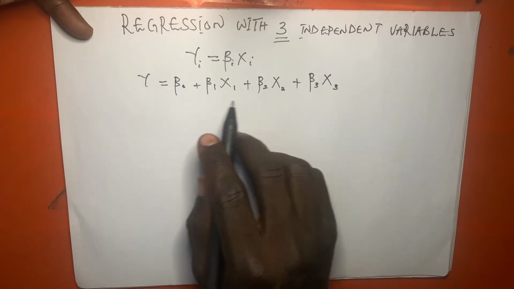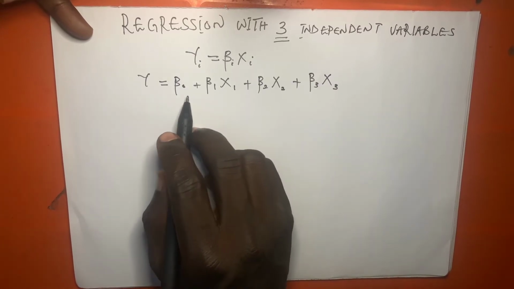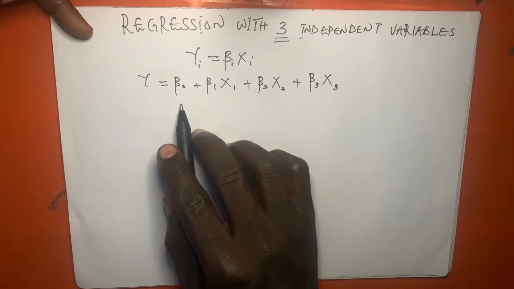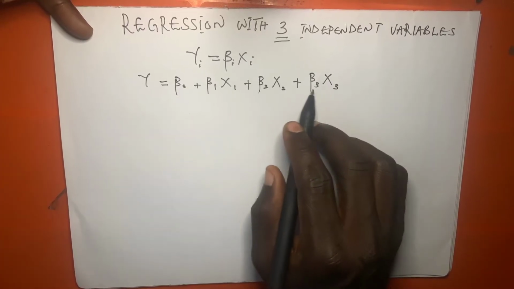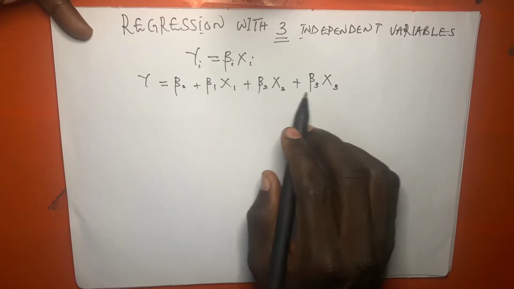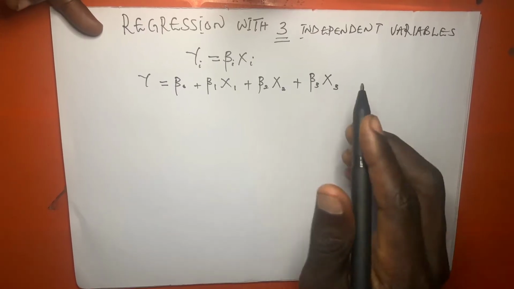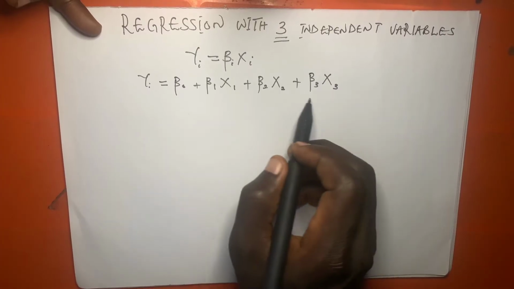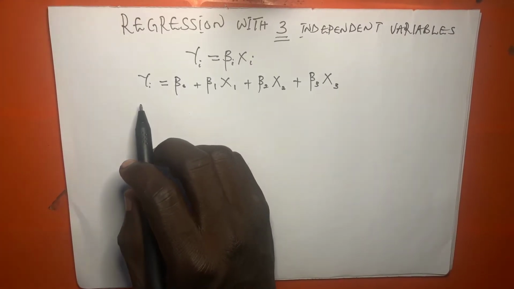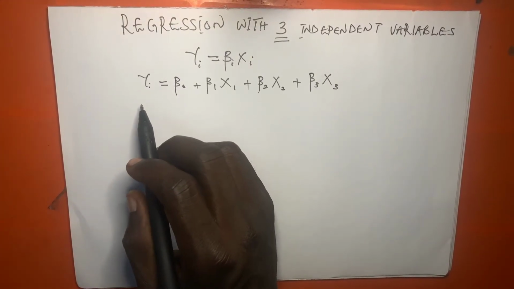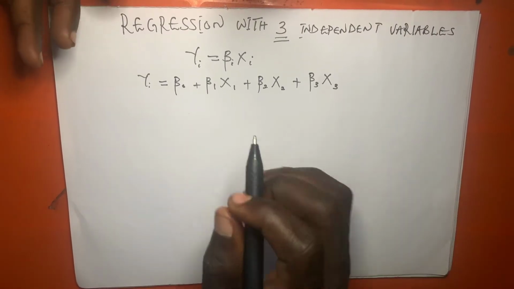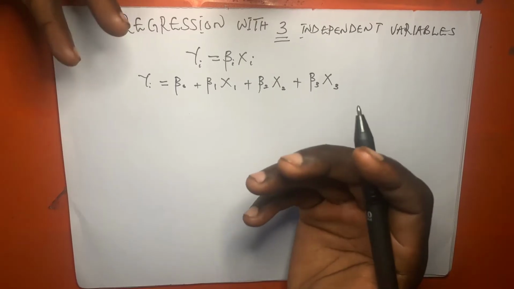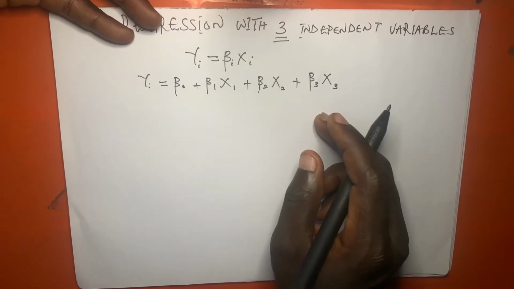So these are our focus here today: y, beta naught, beta 1, beta 2, beta 3. These are our parameters: beta naught, beta 1, beta 2, beta 3. The x1, x2, x3 are the independent variables, whereby our y is the dependent variable. All right, so now we need to derive other formulas from this particular one.